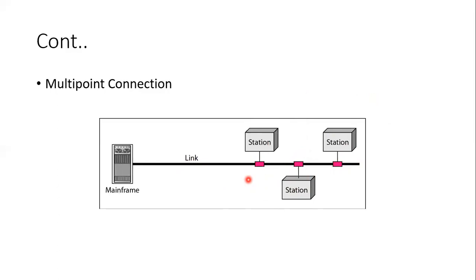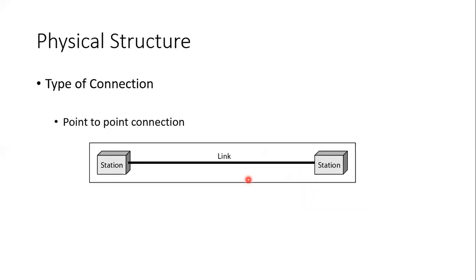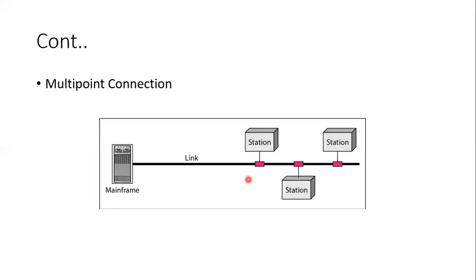So in the multi-point environment, the capacity of the channel is shared either spatially or temporally. If several devices can use the link simultaneously, then it is a spatially shared connection. If users must take turns, then it is a time shared connection. So there are two types of connections. One is point-to-point, which is connected by a dedicated line. Only two stations are connected, and then multi-point connection in which a link can be shared by many stations. Okay.